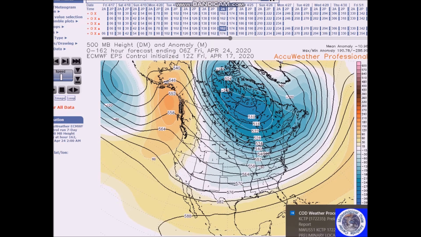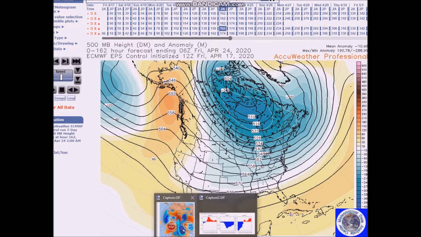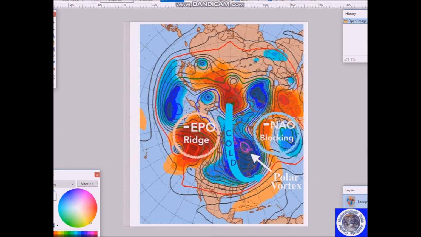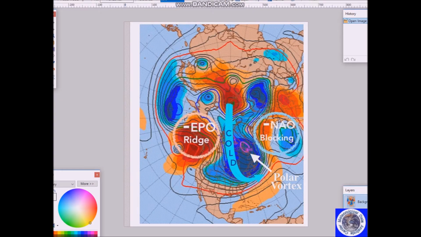And it starts to build there. But this is what we have, fairly amplified flow. And this is the configuration that we're looking at. The polar vortex is right here, associated with that upper low over Hudson Bay. So we have blocking going on across the North Atlantic. All right, going back to the map.